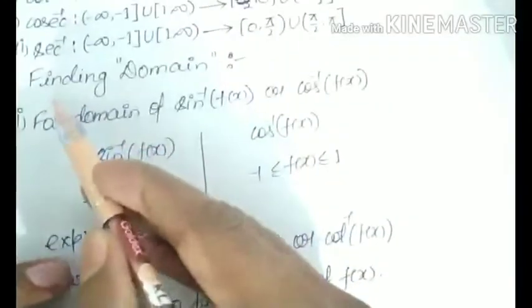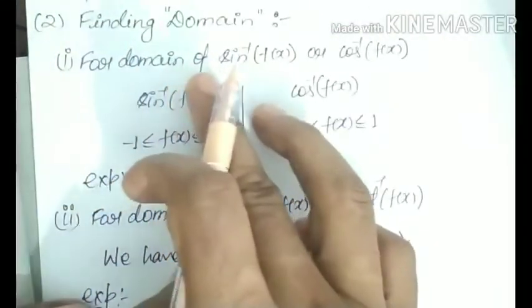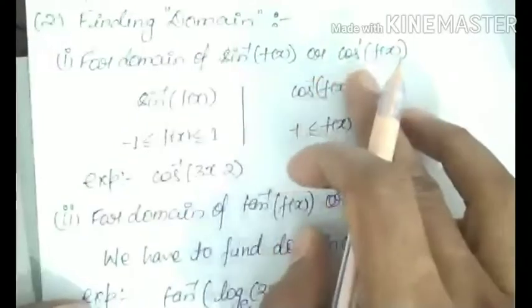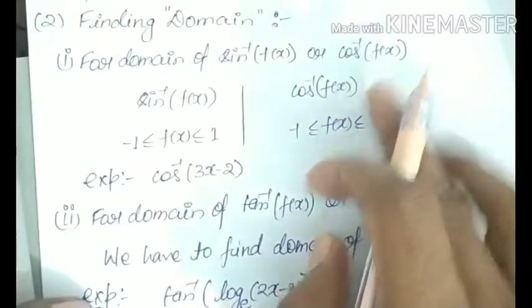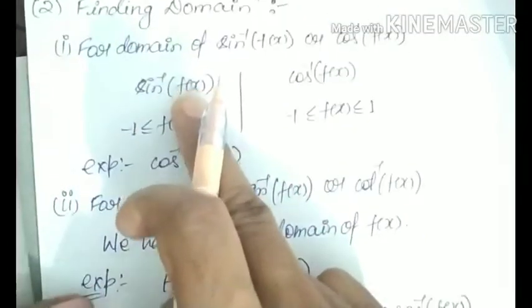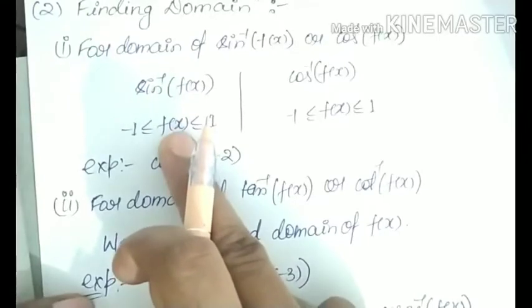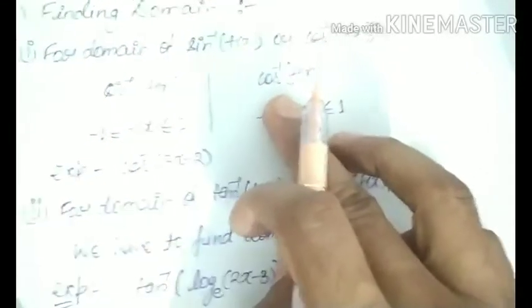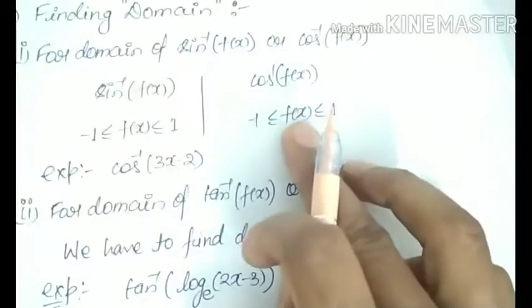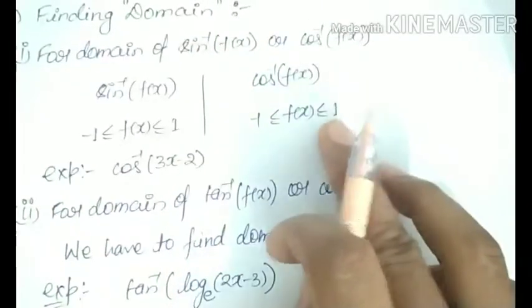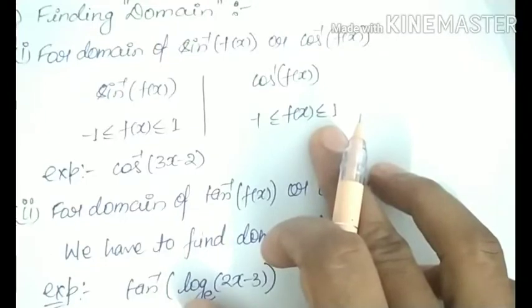When finding the domain, there are mostly 4 rules. The first rule is, for finding the domain of sin inverse f(x) or cos inverse f(x): for sin inverse f(x), put f(x) between minus 1 to 1 and solve it. Then it will give our domain. If the question is cos inverse f(x), then put the function between minus 1 to 1 and solve it. Then we will get the domain of cos inverse of that function. This is an example.